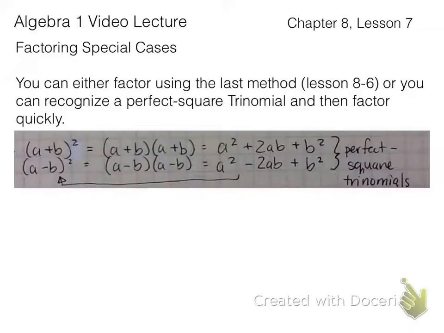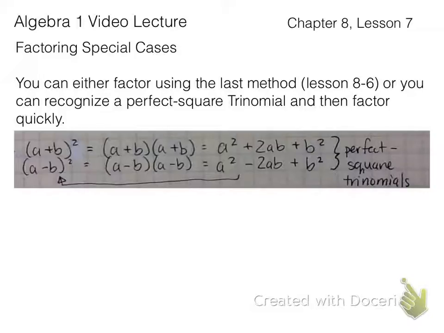Good morning. This recording is for Algebra 1, Chapter 8, Lesson 7, Factoring Special Cases. So if you remember from 2 lessons ago, we talked about multiplying special cases. We're now going in reverse because like all good things in science and nature, if you can go one way, you can go the other way as well.